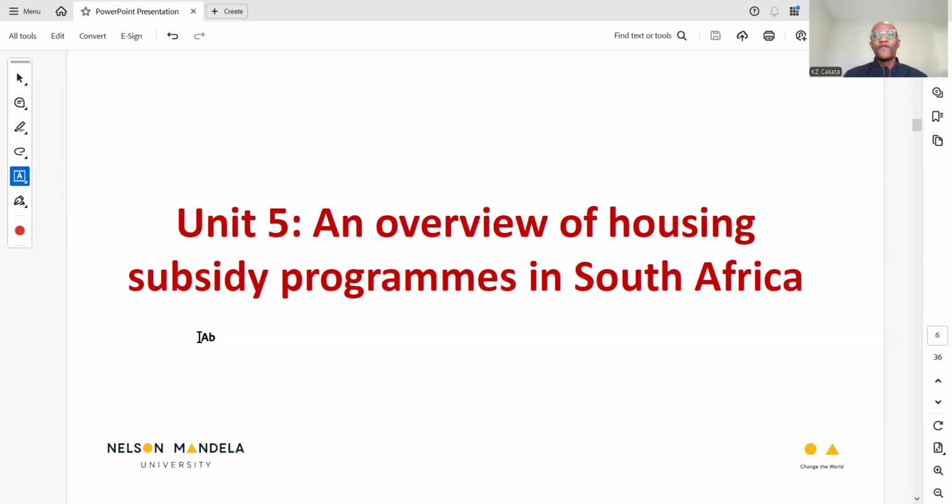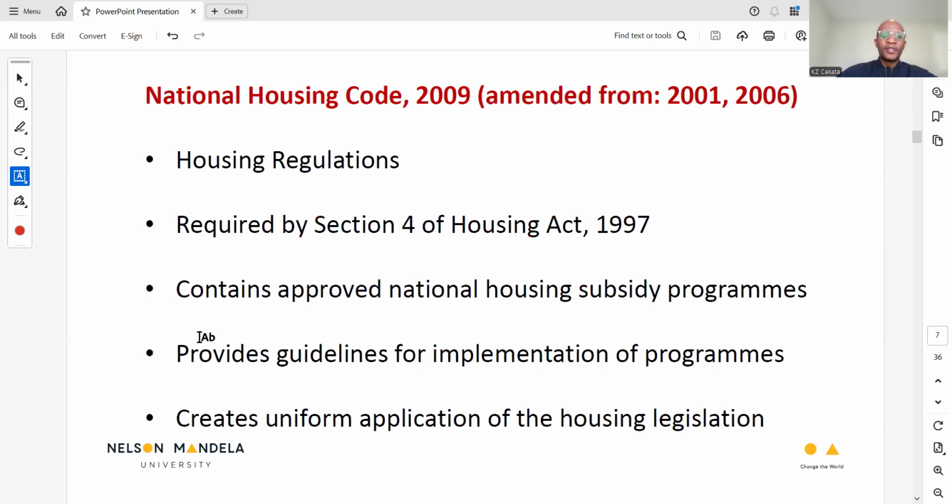All right, so let's look at the overview of housing subsidy programs in South Africa. Where they come from is, of course, the National Housing Code of 2009. The National Housing Code comes as far back as 1997, was amended again in 2001, in 2006, and again in 2009. These effectively are the housing regulations as required by Section 4, and I would urge you to go over Section 4 of the Housing Code.